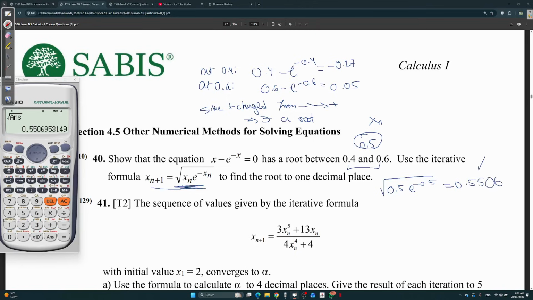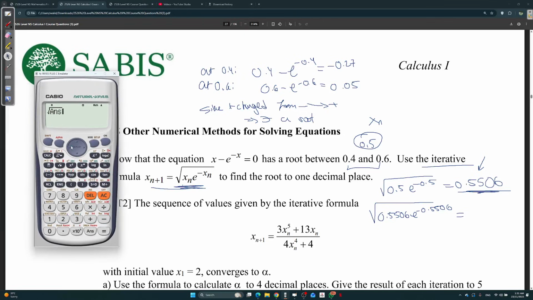Then what you do is you take this answer here, and that's going to be your new xn, always. That's why we call it iterative, because you keep on iterating it. This answer here, you plug it in again. So radical 0.5506 e to the power of negative 0.5506. You need to do this at least twice. You keep on repeating until the answer stops changing. So you get 0.5635. Now as you can see, the answer barely changed. It only changed by 0.01. So that's why we can take this one as our answer.